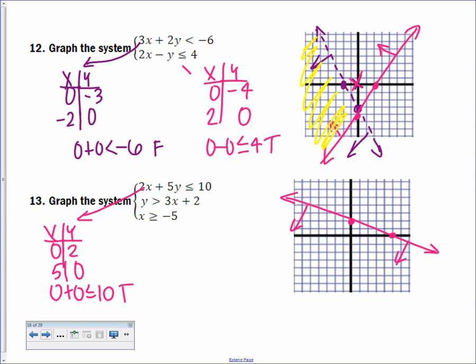The second one is in slope-intercept form. That's the way you like it. So you always start up at 2. So up at 2, slope of 3 is up 3 over 1. That is a dotted line.